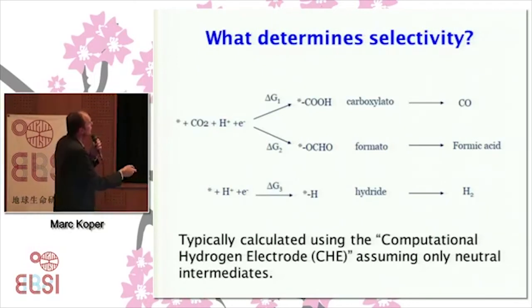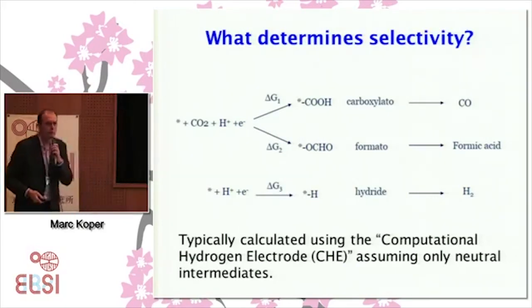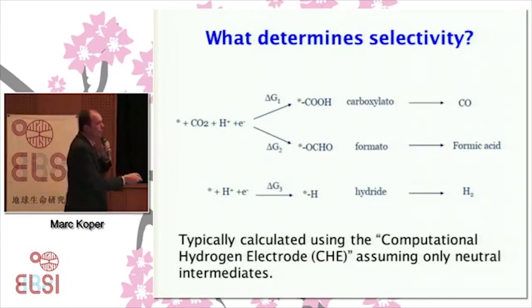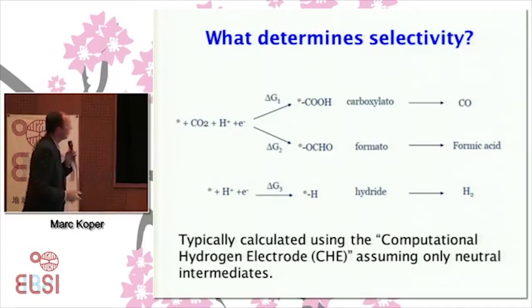But if you transfer that first proton-electron transfer to the carbon here and you bind through the oxygen, then you make a kind of formate intermediate, and this will dissociate from the catalyst and your product will be formic acid. And all this is always in competition with hydrogen evolution. And this is something, again, that you can calculate.